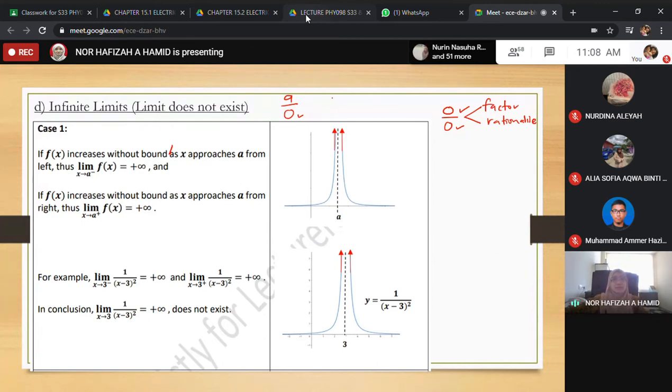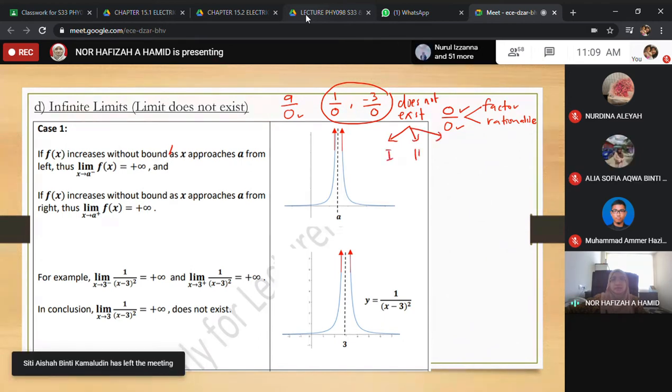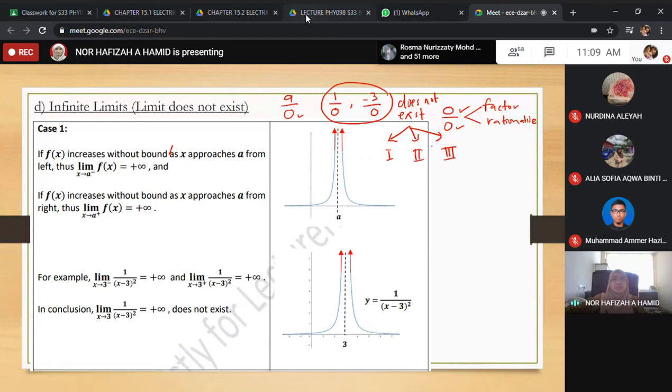For example, we have 1/0, or you have -3/0. So all of these we consider as limit does not exist. Okay, so for limit does not exist, we have three cases. Okay, we have case 1, case 2 and case 3. Okay, so later we have to determine which case, depending on the question.